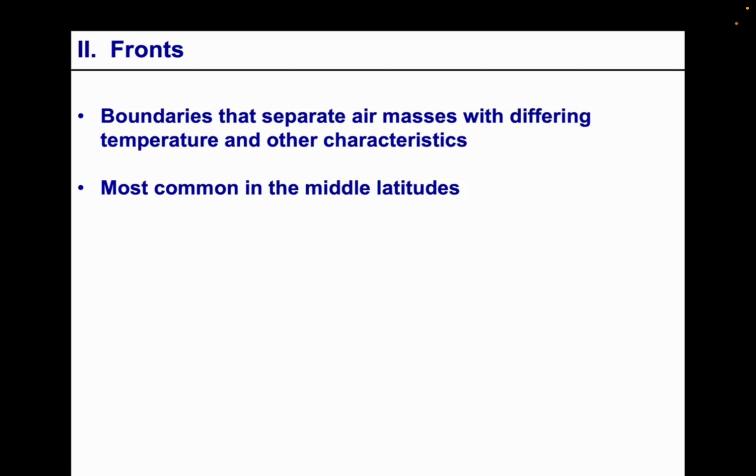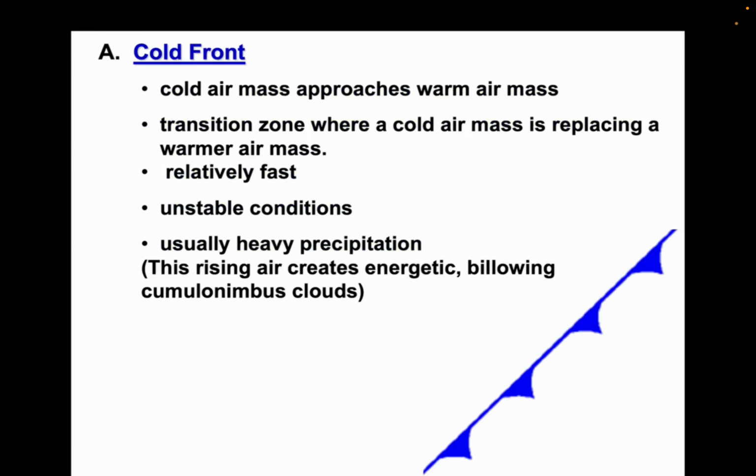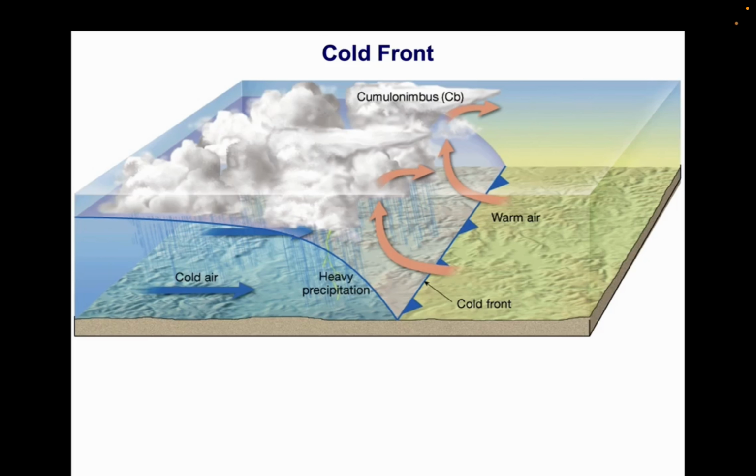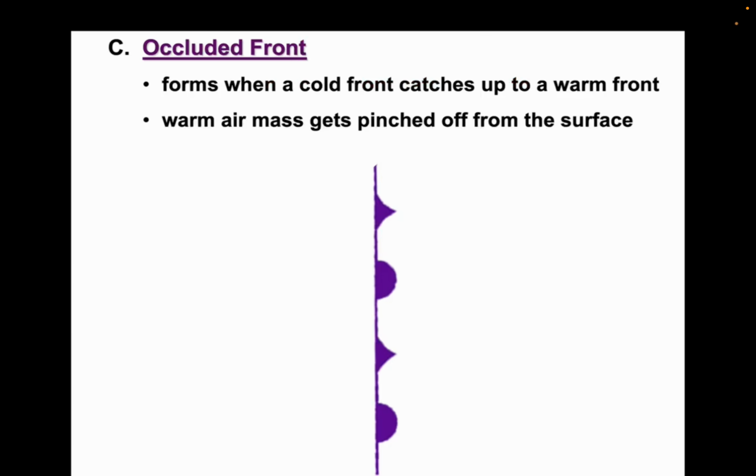While in the mid-latitudes, we have this complex interaction between different air masses. So as a result, fronts are much more common in the mid-latitudes. So there are three types of fronts, and all of them are important. These are the cold front, the warm front, and what we call the occluded front.